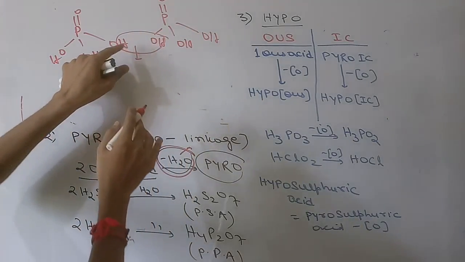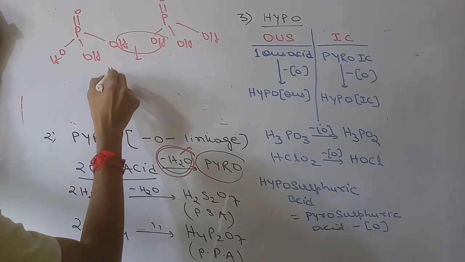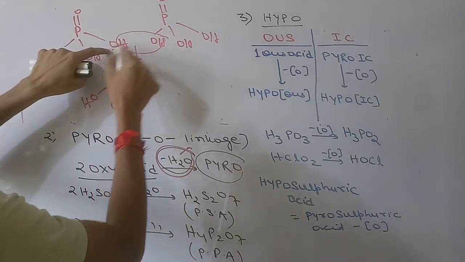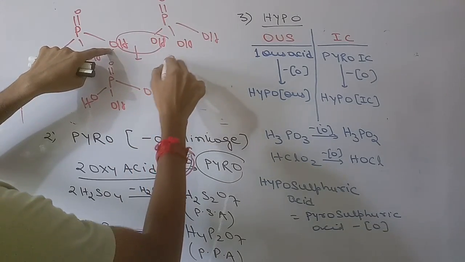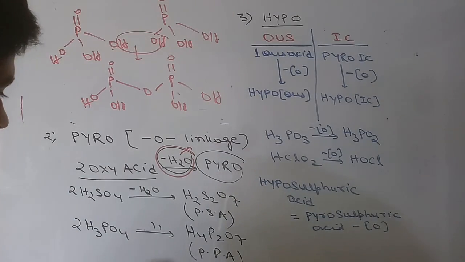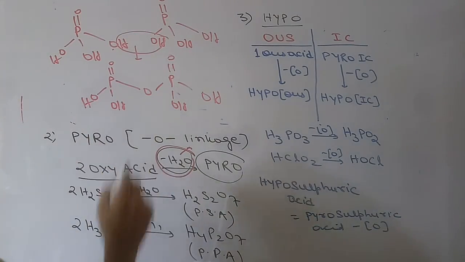You have to draw water, H2O. Then the remaining molecule is your P double bond O, OH, O. This O is linked to this phosphorus. Okay, double bond O, OH. So this is your pyrophosphoric acid. This is your pyrophosphoric acid.